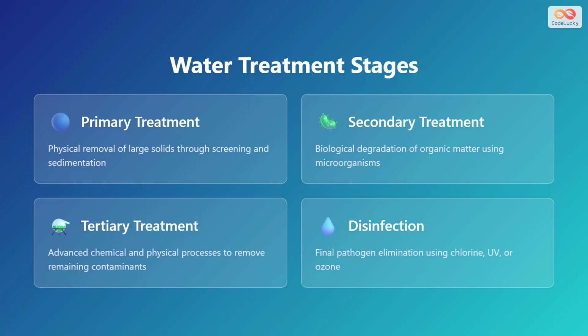Finally, disinfection kills any remaining pathogenic microorganisms. This can be accomplished using chlorine gas or solution, ultraviolet light that damages microbial DNA, or ozone gas which oxidizes cell membranes. Each stage builds on the previous one to produce clean, safe water.